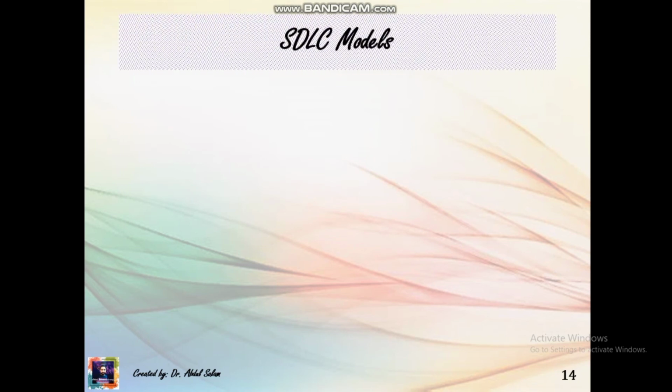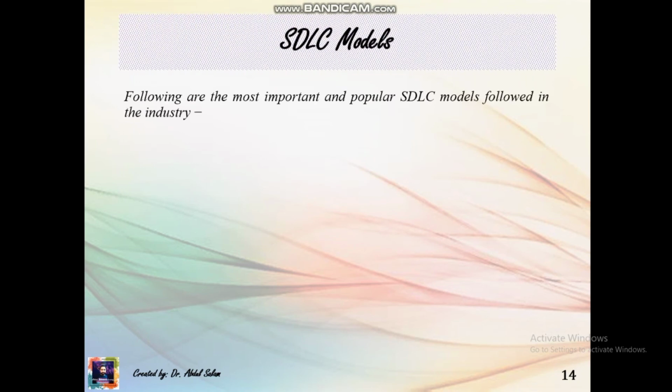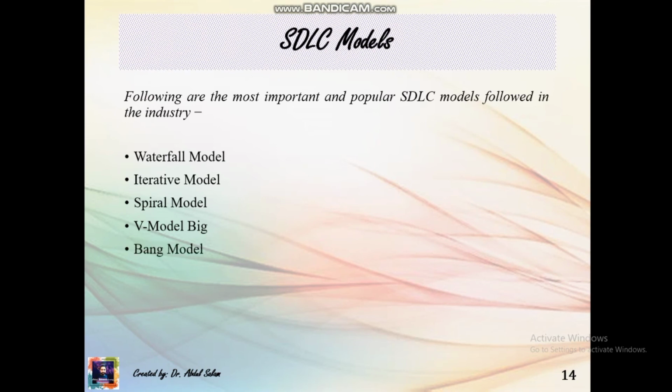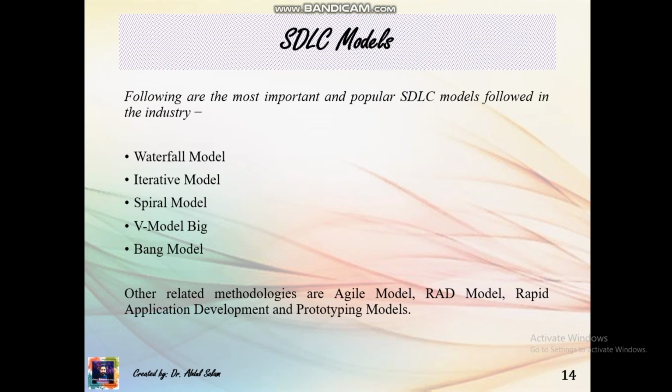Software development life cycle models. Following are the most important popular models followed in the industry. The first one is waterfall model, iterative model, spiral model, V model, big bang model. Other related methodologies are agile model, RAD model, rapid application development, and prototyping model.